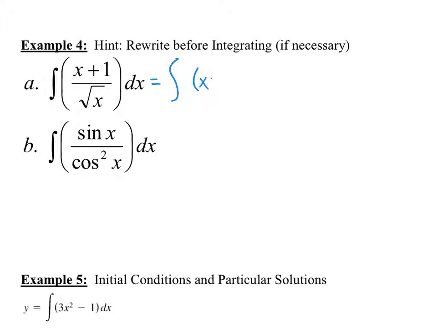Okay, so x plus 1 times x to the negative 1/2. Now, we don't have a product rule in integration. So what are we going to have to do? Okay, we could distribute it. So what's x times x to the negative 1/2? X to the 1/2. And then times 1, so it's plus x to the negative 1/2. Okay? And now we have it in a form that we can integrate. So the integral of x to the 1/2.